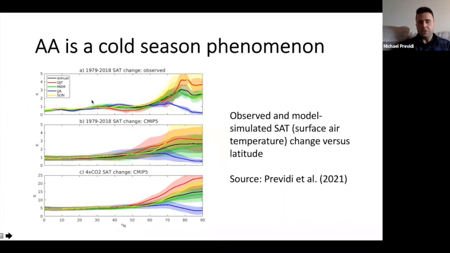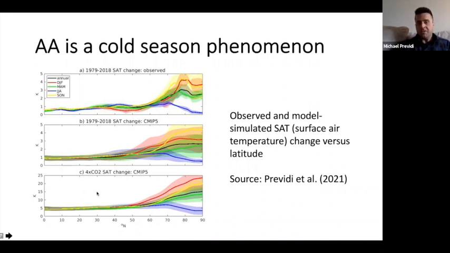So the first 2 plots here, the top 2 rows, this is surface air temperature change as we observed over the period 1979 through 2018. The second panel is the same period, but the temperature change as simulated by the previous generation of global climate models, CMIP 5.